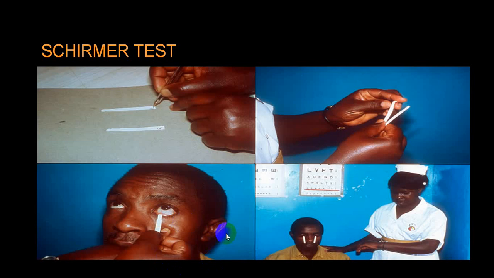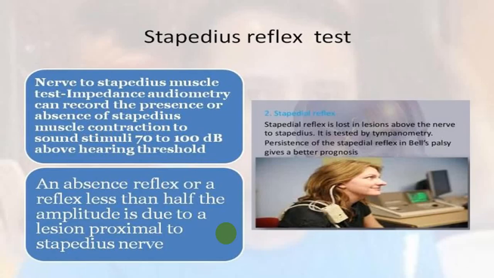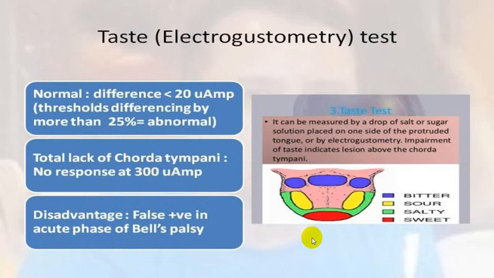So you will be looking for that. Very rarely do we require this. This is now the stapedius reflex test, done by special instruments. Absence of the reflex will indicate damage to the nerve to stapedius muscle. That will be done by a special type of instrument, by an ENT person.